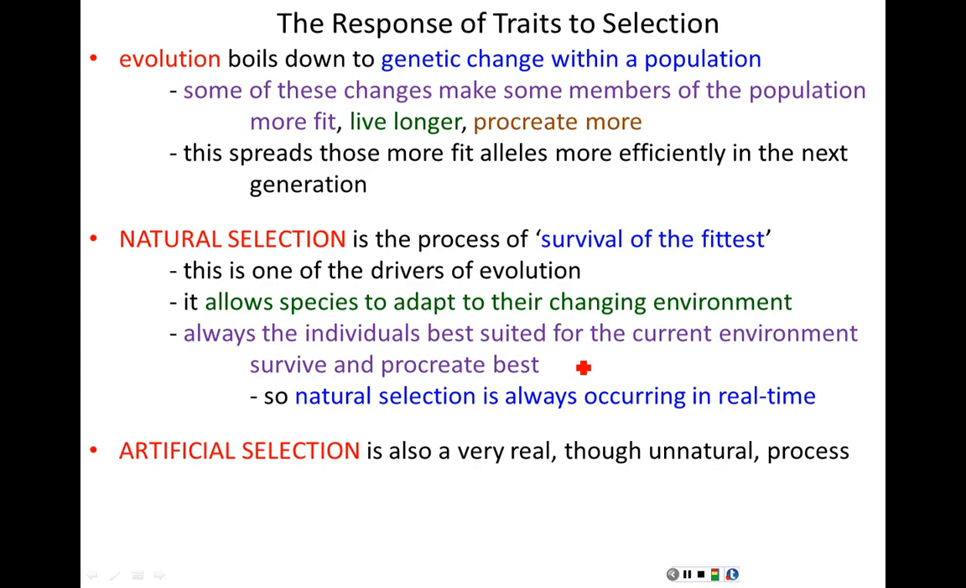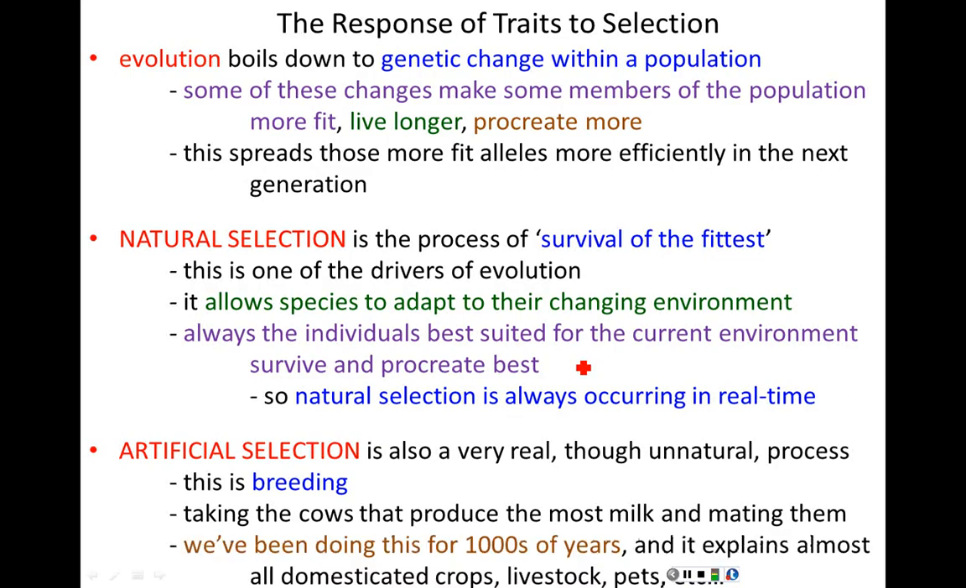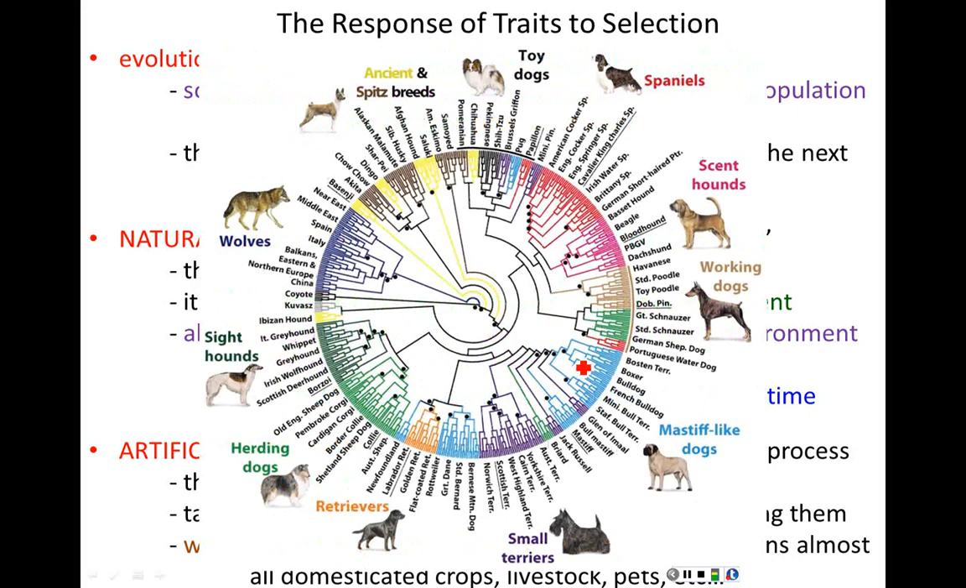But we also have artificial selection. Humans are great at this. It's a very, very real, though unnatural process. This is breeding. This is taking those cows that produce the most milk and only allowing them to mate, only allowing those genes to make it to the next generation of cows on the farm. This is nothing new. We've been doing this for thousands of years and it explains almost all domesticated crops that we eat, domesticated livestock. It explains pets. It explains so much of what is part of our everyday lives right now.